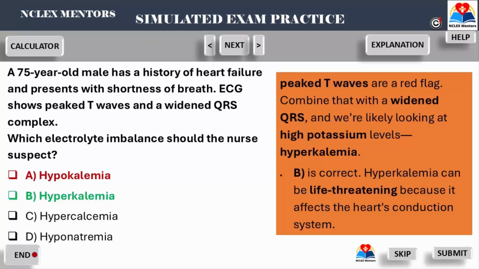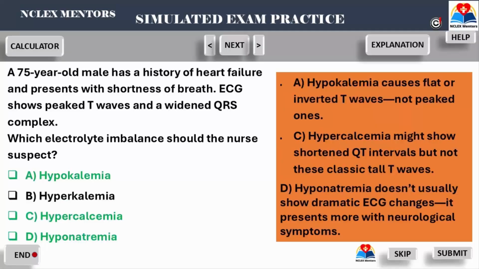Correct answer B, hyperkalemia. Explanation. Let's pause here. Peaked T waves are a red flag. Combine that with a widened QRS, and we're likely looking at high potassium levels. Hyperkalemia. B is correct. Hyperkalemia can be life-threatening because it affects the heart's conduction system.